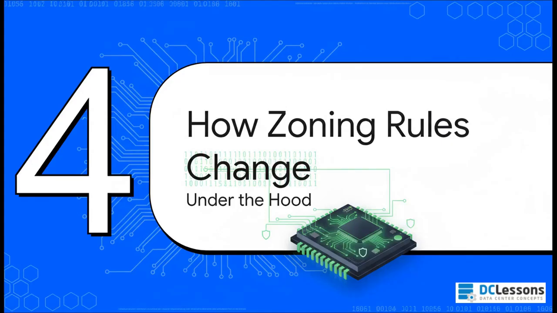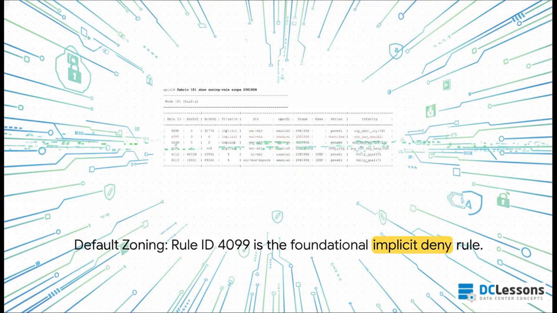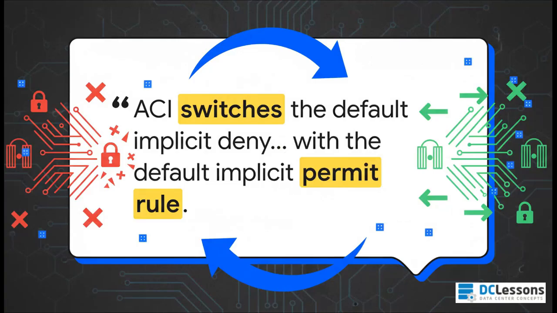Okay, let's go a layer deeper now. It's actually really important to understand what's happening under the hood, because when you enable this feature, you are fundamentally changing the underlying security rules that get programmed into the hardware of your leaf switches. In a normal ACI setup, without this feature turned on, if you were to look at the hardware zoning rules on a leaf switch, you would find this guy, Rule ID 4999. Its action is deny. This is the foundational implicit deny rule. It's always there, lurking in the background, and it's the very thing that makes ACI a zero-trust allow list fabric by default.